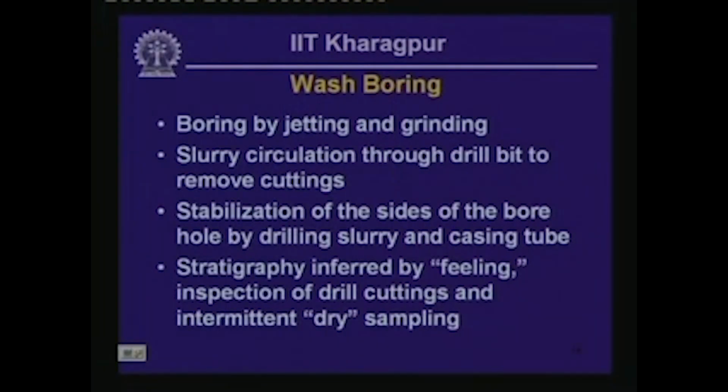I am going to try to sketch these activities in the next little bit, and we are going to try to understand the details of these procedures. Here, slurry circulation is done through the drill bit, as I indicated earlier, and that allows us to remove the drill cuttings, and it also stabilizes the uncased portion of the borehole. We will see what is meant by all these different terms in the next little bit.